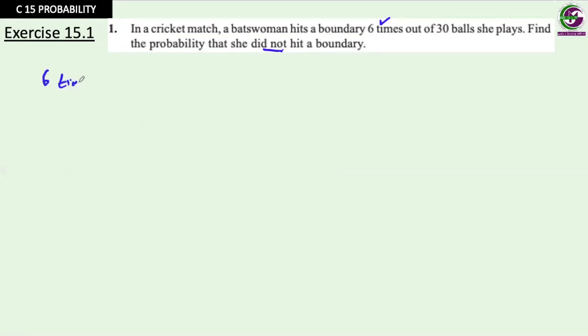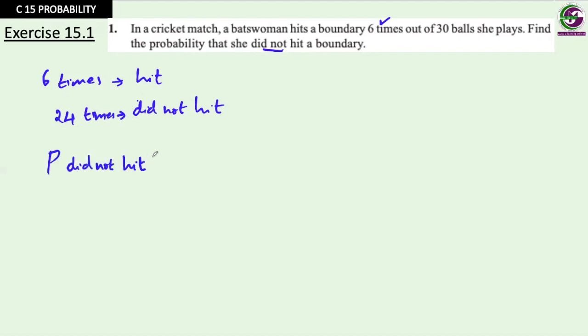6 times is the number of times she hit. So did not hit is 30 minus 6, which is 24 times. So the probability that she did not hit is 30 minus 6, which is 24 out of 30. And don't forget to simplify. Divide by 6, so we will get 4 by 5.